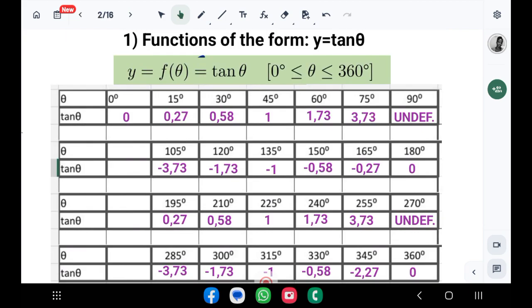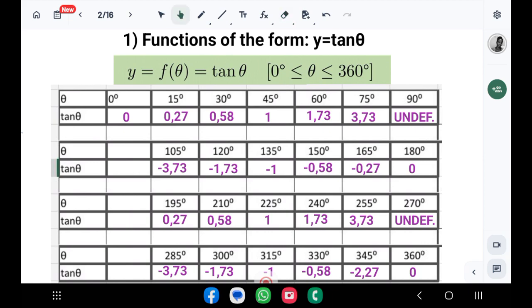Firstly, let's start with functions of the form y equals tan theta. This is the most standard form of a graph, the most basic, and we're going to plot this between 0 and 360 degrees. That is our domain for now. And then our function is tan of theta. So you take out a calculator and make sure your calculator is in degrees, DEG, not radians or gradients, which is RAD or GRAD. You will get the correct answer, but in the wrong context. We're dealing with degrees, not gradients or radians, so make sure your calculator is in degrees.